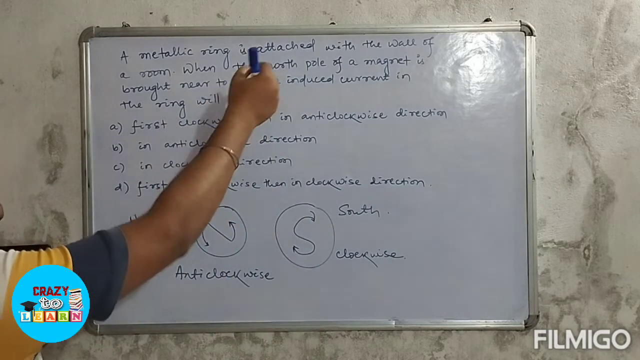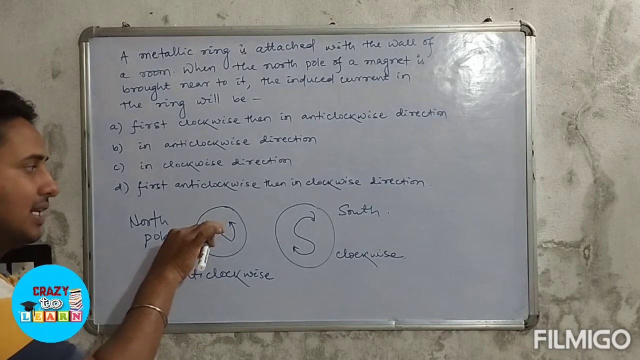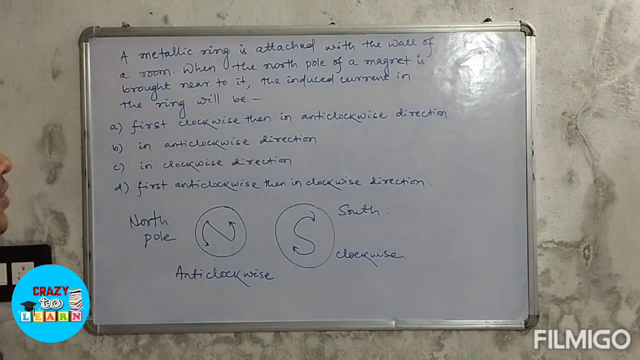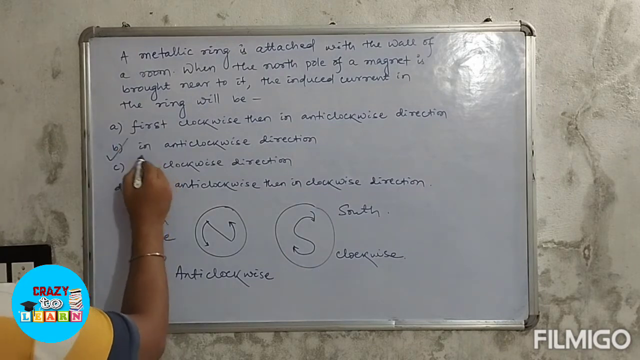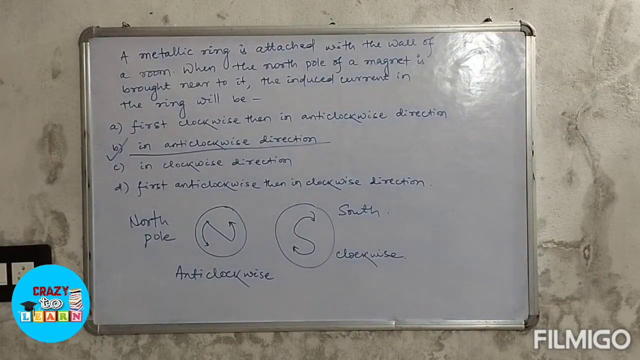But in this question it is asked that the north pole of the magnet is brought near to the metallic ring, so a north pole is developed here, so the direction of the current will be anti-clockwise. So option B is your correct answer, in anti-clockwise direction. Are you all clear?